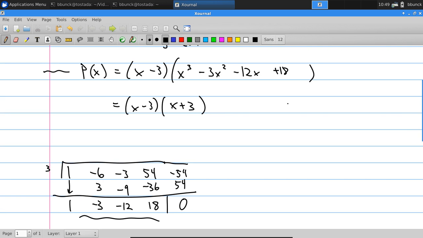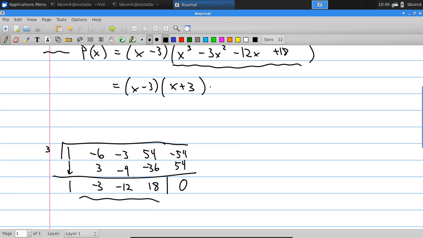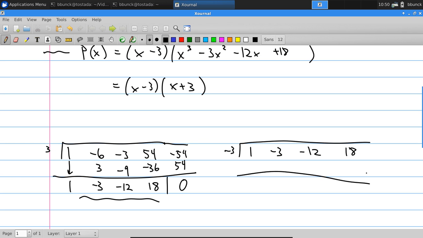The key is we're not dividing into the original polynomial, we're going to divide into this one, because that's what we want to pull the factor of x plus 3 out of. So down here below, I go ahead and set up another synthetic division. Here we're dividing out x plus 3, so negative 3 goes outside. And I write the coefficients of the polynomial I'm dividing into, which in this case are 1, negative 3, negative 12, and 18.